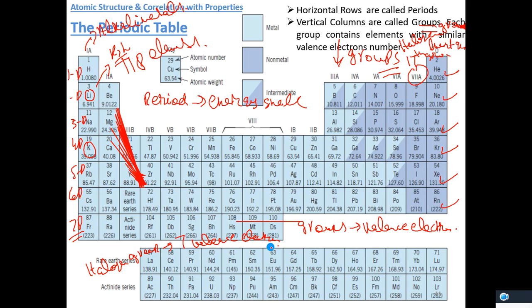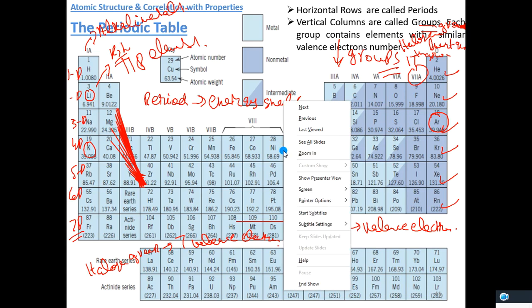So noble gases are highly unreactive and they can prevent a chemical reaction. For example, you have heard about argon. Argon is filled in light bulbs to prevent oxidation of filaments because they are chemically inert. Okay.